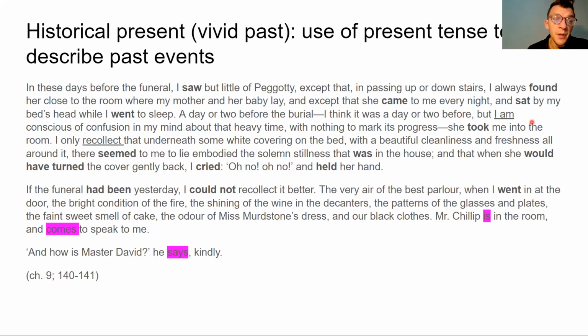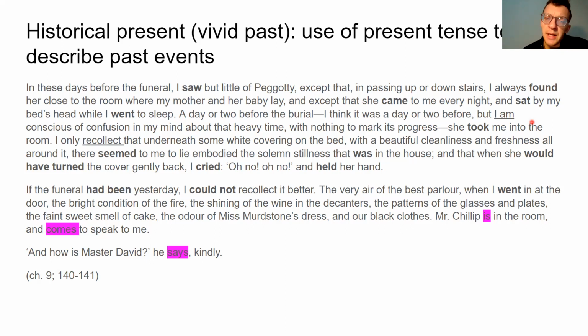she took me into the room. I only recollect that underneath some white covering on the bed, with a beautiful cleanliness and freshness all around it, there seemed to me to lie embodied in the solemn stillness that was in the house, and that when she would have turned the cover gently back, I cried, "Oh no, oh no," and held her hand.